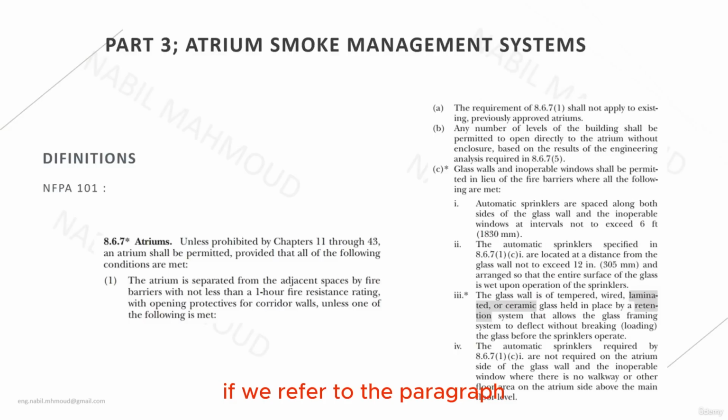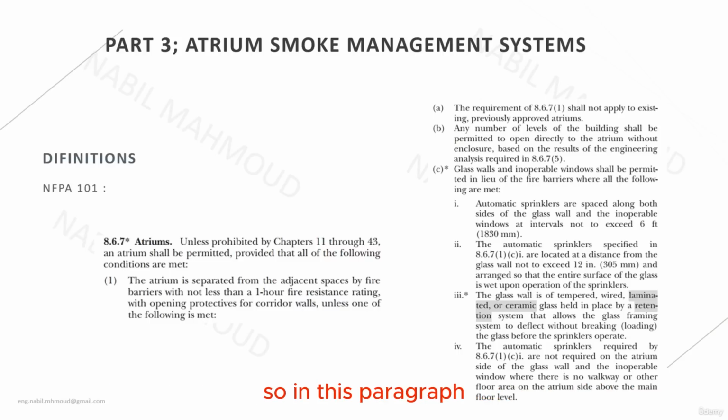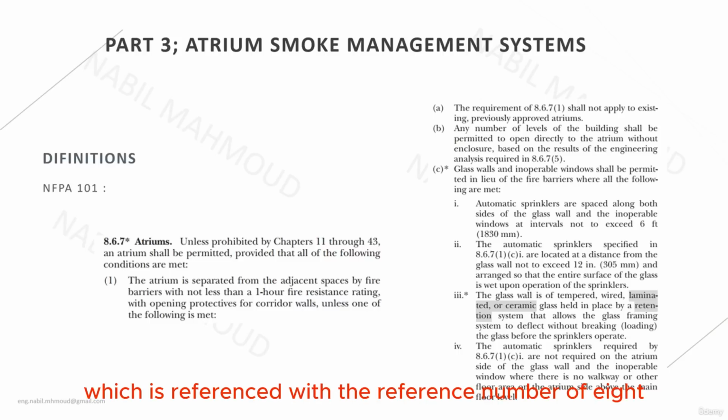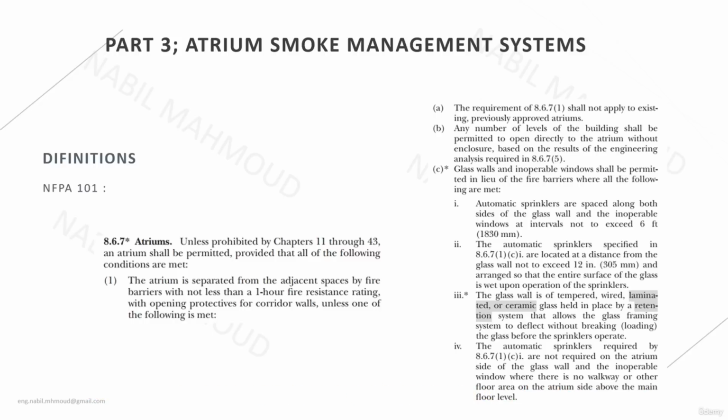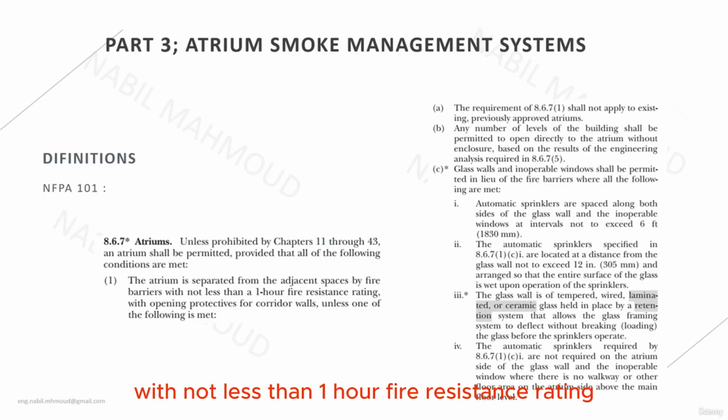If we refer to the paragraph on the left side of the screen, which is quoted from NFPA 101, the Life Safety Code, this paragraph is defining what is meant by an atrium. So in this paragraph, which is referenced with the reference number of 8.6.7, the atrium is defined as a space separated from the adjacent spaces by a fire barrier with not less than 1 hour fire resistance rating, with opening protectives for the corridor walls, unless one of the following is met. The following is in the paragraph on the right side of the screen, starting with A, B and C.